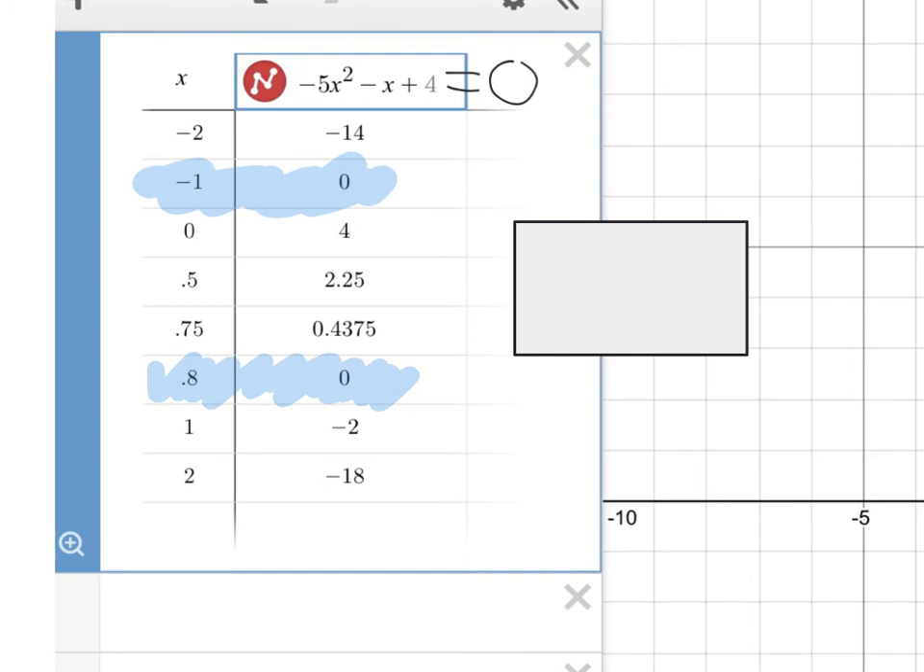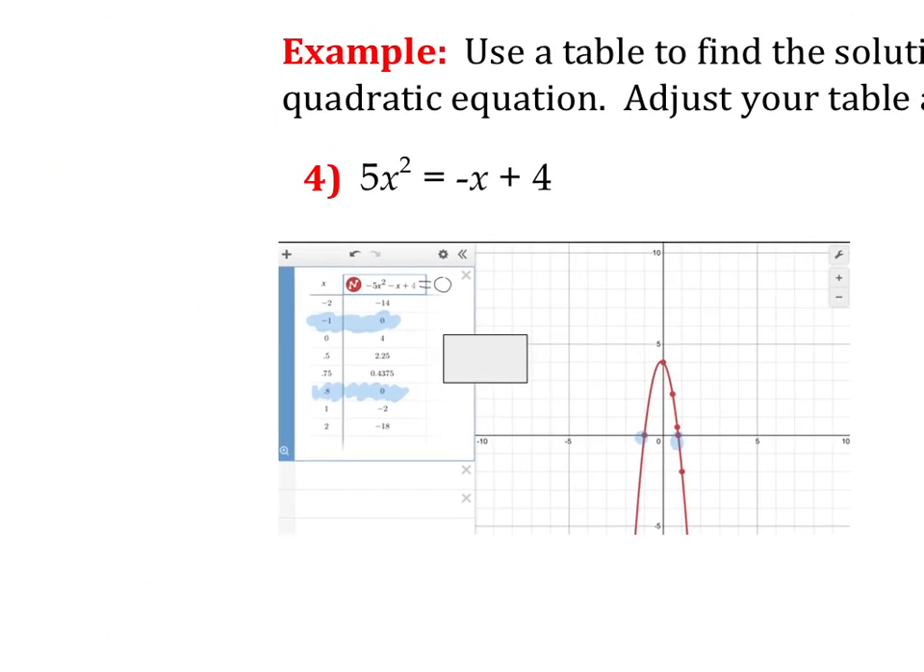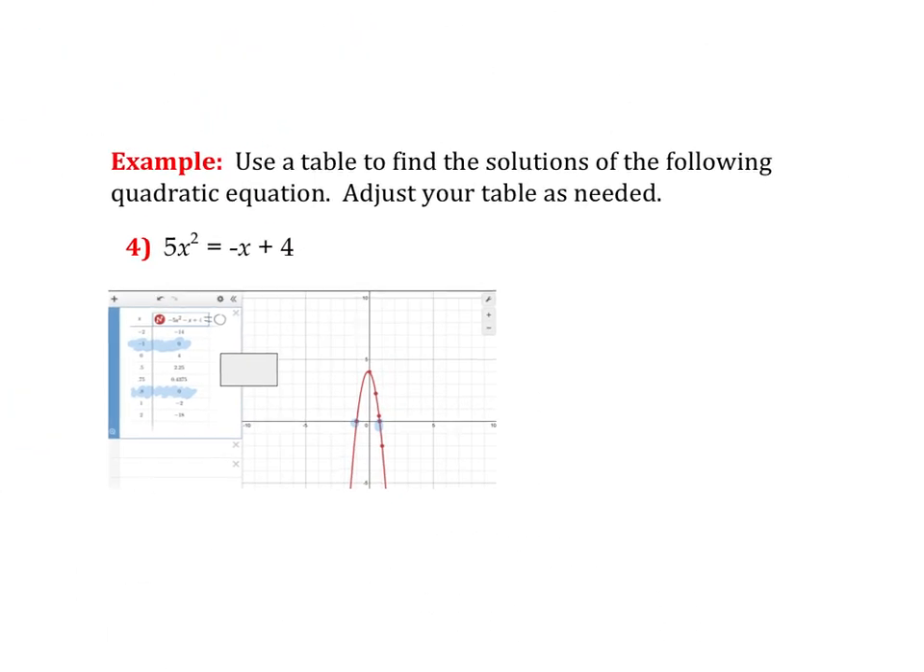So when we're using technology, we might have to customize our table values. We might have to customize the x values or change how we're counting in order to see these solutions. Typically, good things to count up by, 0.05s are great, 0.02s are great, 0.2s, 0.5s. But all of that will go by the wayside as soon as you learn how to do it with a graph, and that's what's coming up next.